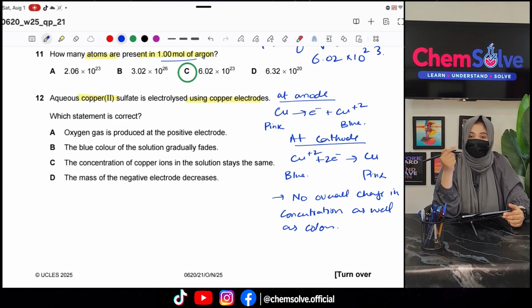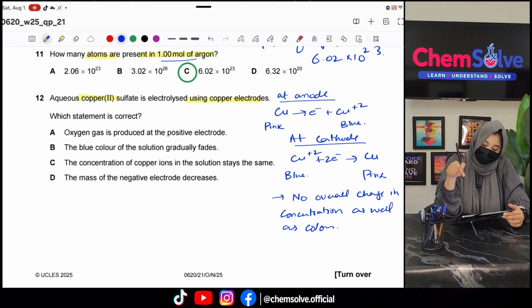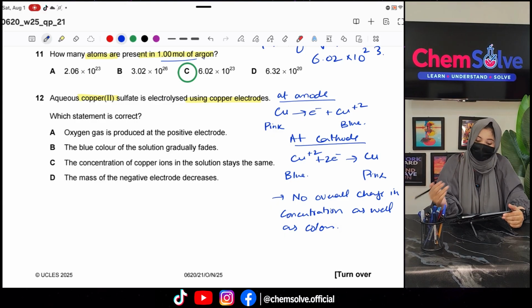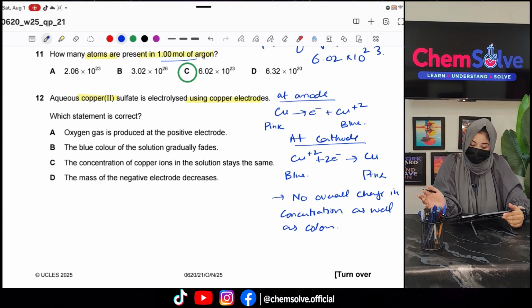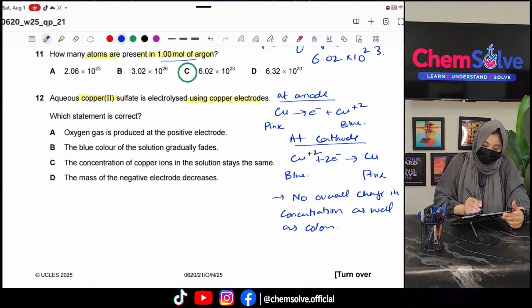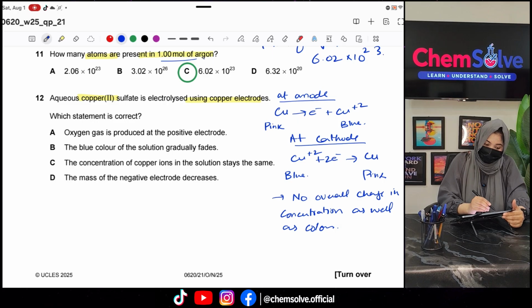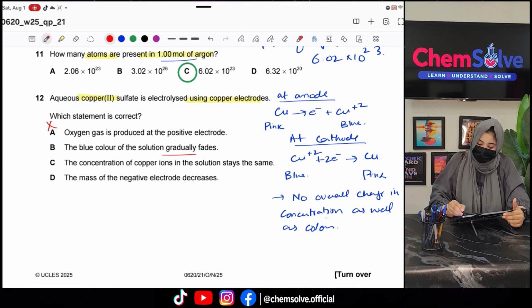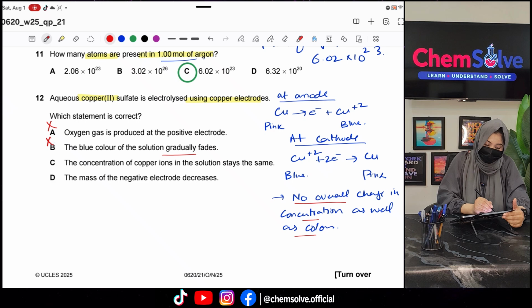In the first, copper is converted into copper positive 2 ions and then copper positive 2 ions are converted again into copper. So there is no overall change in the color. Pink changes into blue and then blue again changes into pink. So no change in the color and no change in the concentration. Oxygen is produced at the positive electrode. Of course not. Oxygen is not produced at all. We can see the blue color of the solution gradually fades. We just said that there is no overall change in the concentration as well as the color. So this is also incorrect.